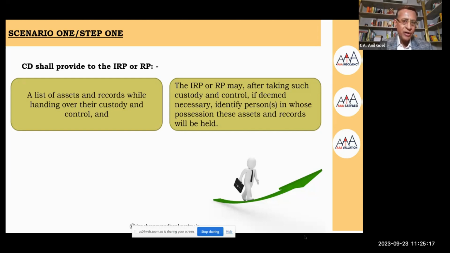The records may be accounting records, technical records, trademark records, or even operations records. Some of the records are originals, and some are basically process documents. Now, the list of assets and records is handed over to the RP by way of a list.